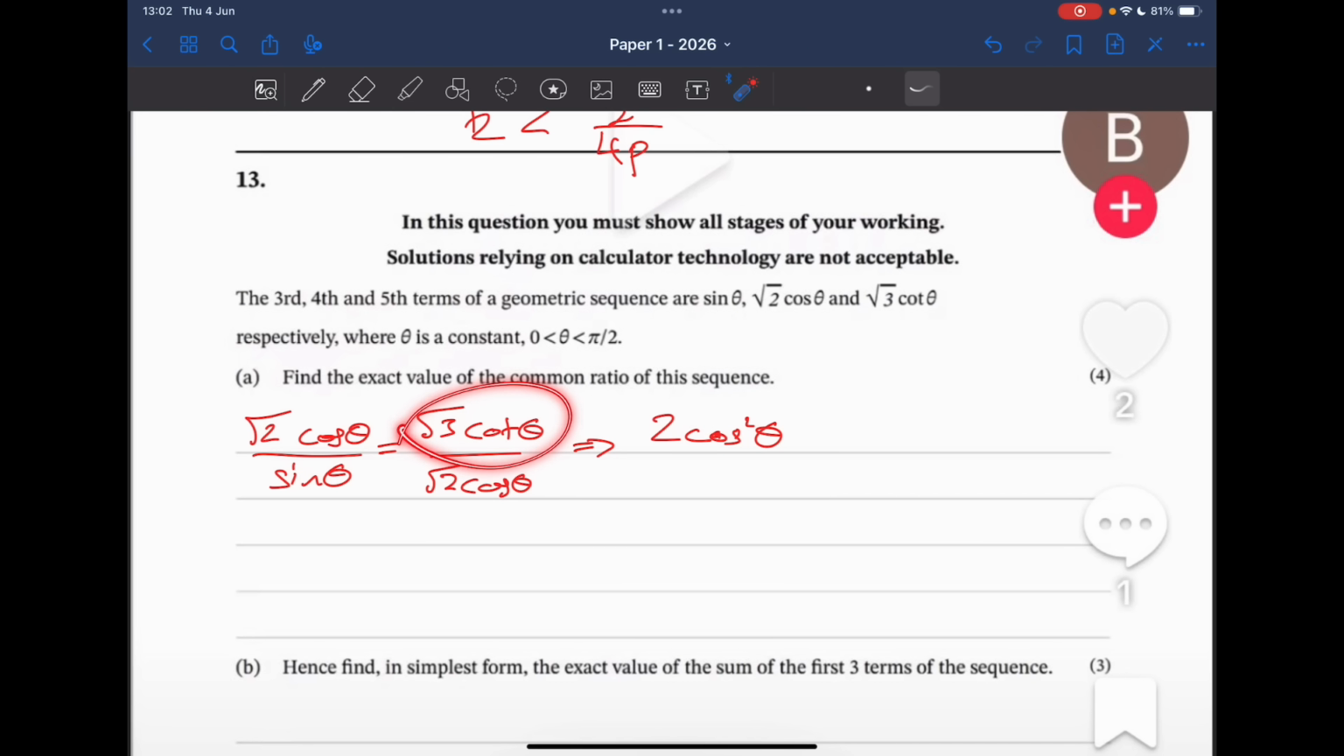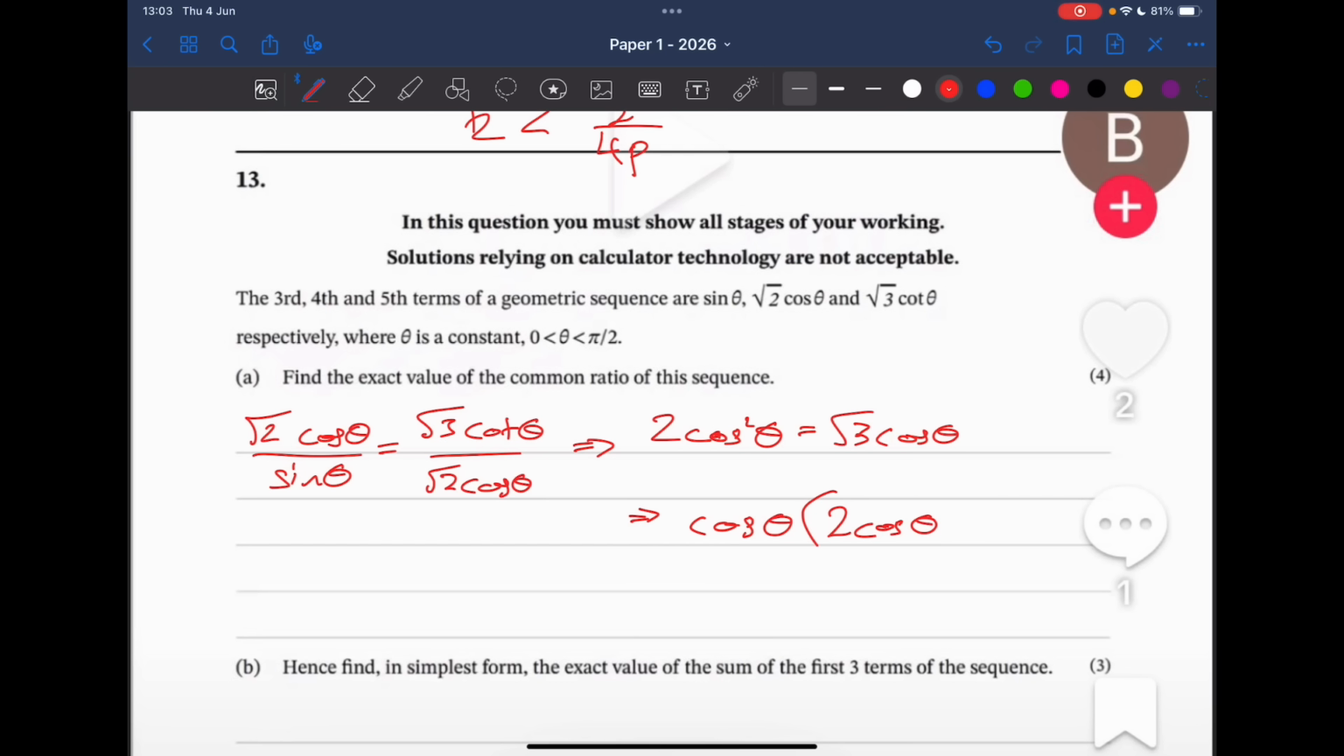And remember what cot is, it is going to be cos over sine. So we can actually just cancel out the sine with the sine on the bottom there and leave that this is just root 3 cos. This then is another quadratic, so we can factorize out a cos theta. What we have left over, we'll have a 2 cos theta minus root 3 equals 0. So we know therefore that cos theta is either 0 or root 3 on 2. We have that theta is between 0 and 2 pi.